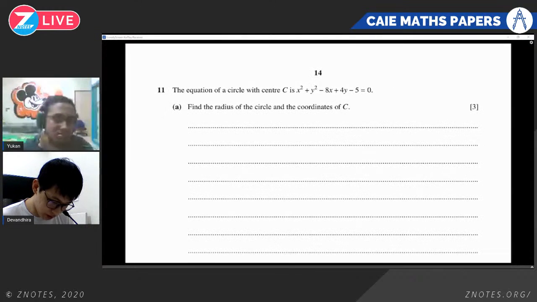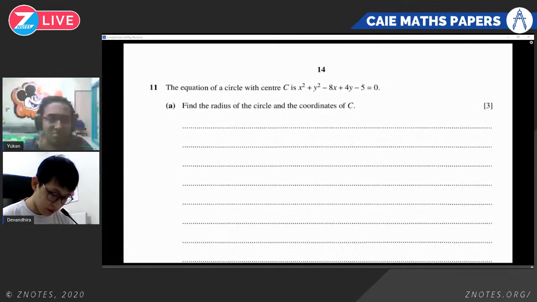The equation of a circle with center C is x squared plus y squared minus 8x plus 4y minus 5 is equal to 0. Find the radius of the circle and the coordinates of C.